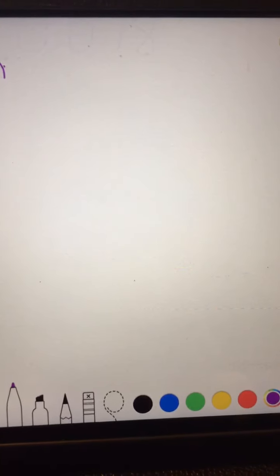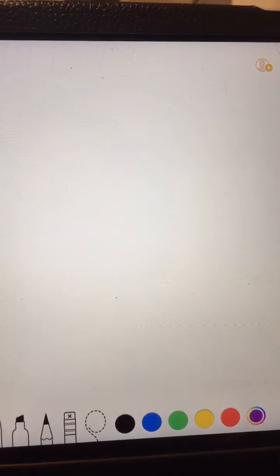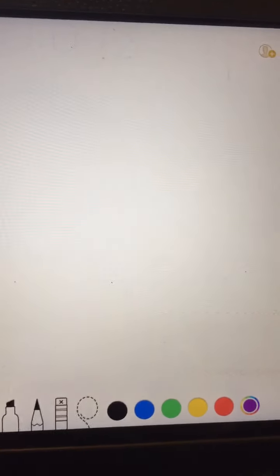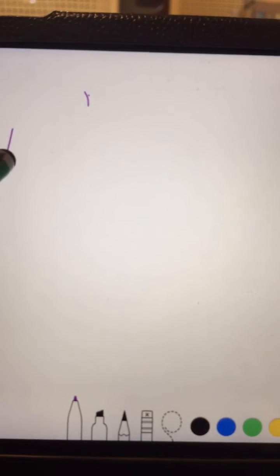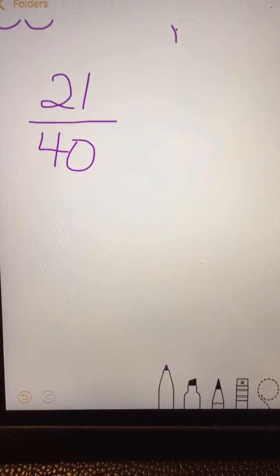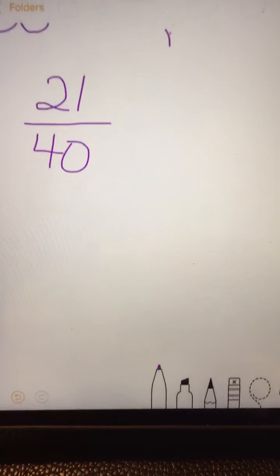The next one is writing fractions as a percent. So now you have a fraction. How do I get the fraction into a percent? So here, let's look at quick check number 3. You have 21 out of 40, right? And we need to write that as a percent.